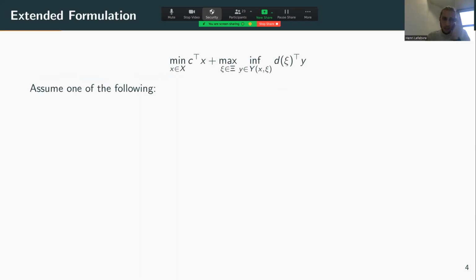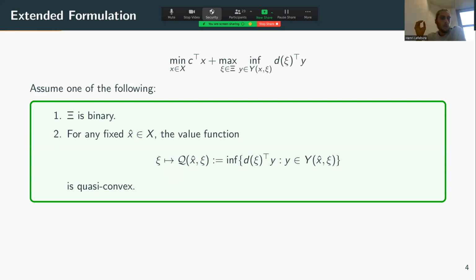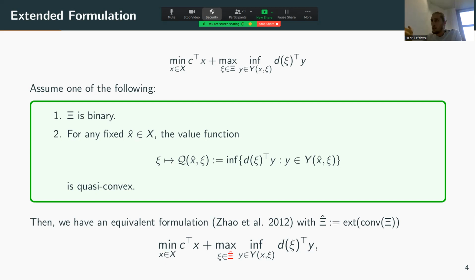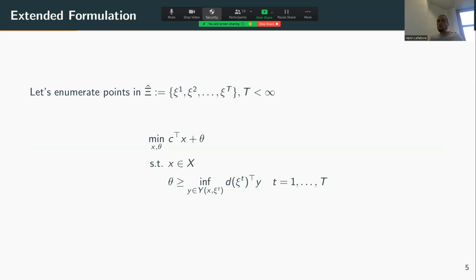CCG stands for column and constraint generation. So we're considering our original problem, the min-max-min problem, and we will assume one of the following: either that the uncertainty set is binary, or that the value function of the second stage is quasi-convex. This is a standard assumption for CCG to have finite termination. And this in particular allows us to write our min-max-min problem as a problem having a finite uncertainty set, right? You can replace the uncertainty set by the set of extreme points of the convex hull of your uncertainty set. So we are now allowed then to enumerate such points.